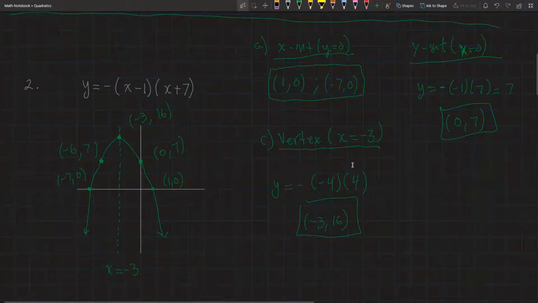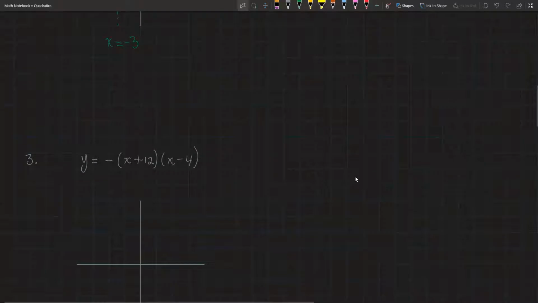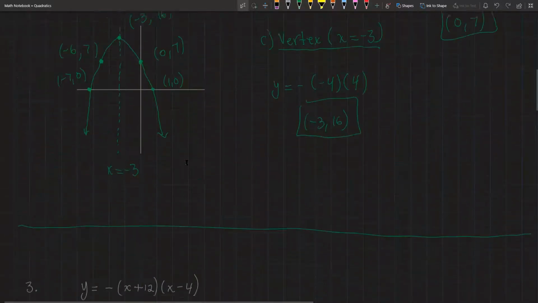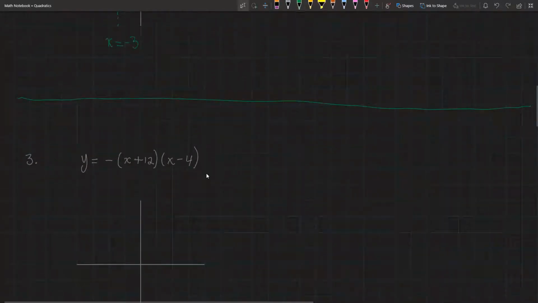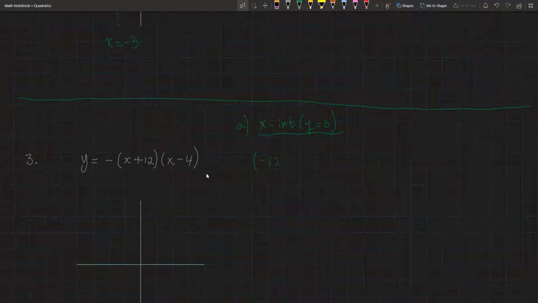All right, and think of that key question for the previous two and the next one. What is the most convenient thing to find in this format? Is it the x or the y-intercepts? In this format, again, because it's negative something times something, it is the x-intercepts. That's the most convenient thing to find. So let's start with that. Letter A, x-intercepts. What do we know about all the x-intercepts? It's when y = 0. Great, we've done that a bunch of times. So therefore, we know the points are going to be (-12, 0) and the second point is (4, 0).